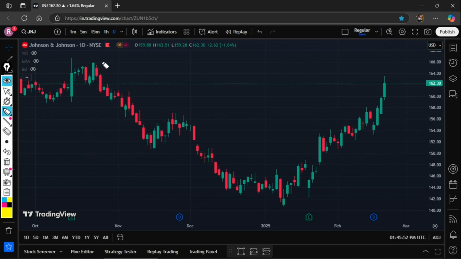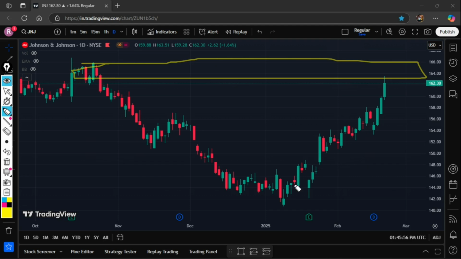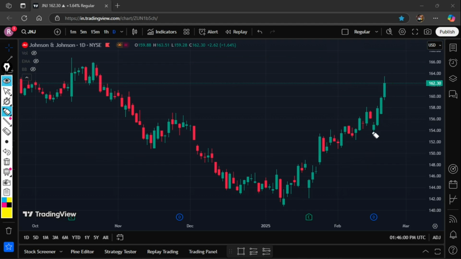Here in JNJ, as we can see, this is the point of resistance, and it is trying to move upside and upside. The angle, as we can see, is continuously going upside. So I am planning a little bit for a retracement here, so interested in the selling side.